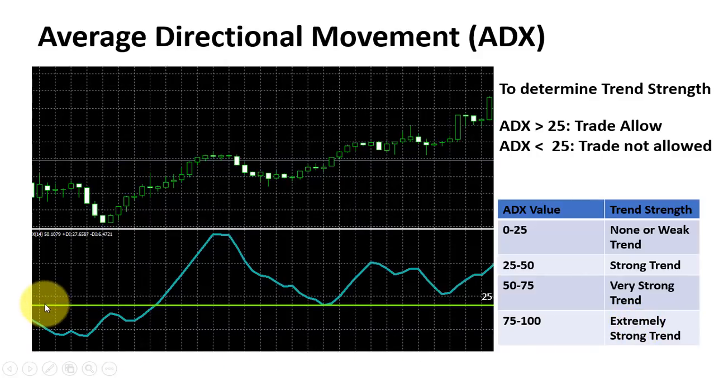Hence, in our ADX, you see we will draw a line, which is the line 25. When ADX is above 25, we will be trading. When ADX is below 25, we will not trade.